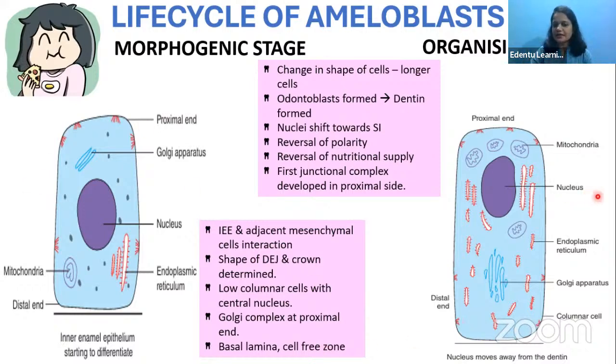And as you can see here, look at the location of this nucleus. The nucleus from the center is going upwards. It is going to the proximal end towards the stratum intermedium. So the nucleus is going upwards, and you can see lots of endoplasmic reticulum here, and lots of mitochondria and the Golgi complex. The Golgi complex is coming down and lots of endoplasmic reticulum is seen here.